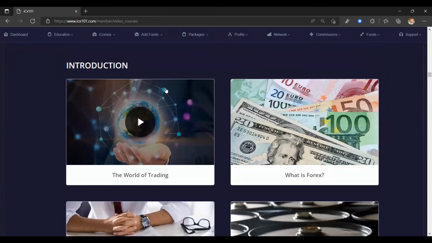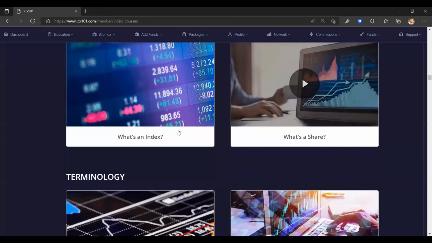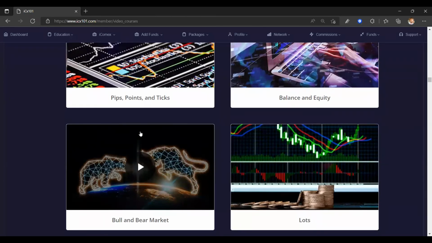Okay, introduction to trading. What is forex? What is CFDs? What is commodity? What is index? What is a share? Terminologies. What is a pip? What is a point? What is a tick? What is balance? What is equity? When they say equity, what does it mean?